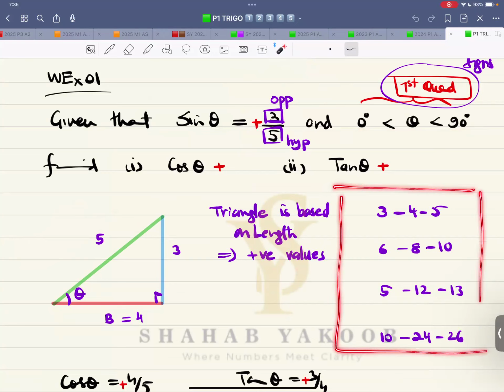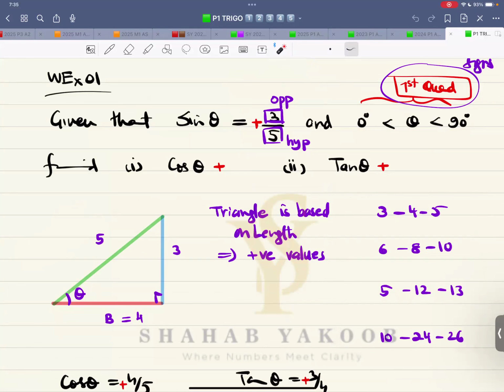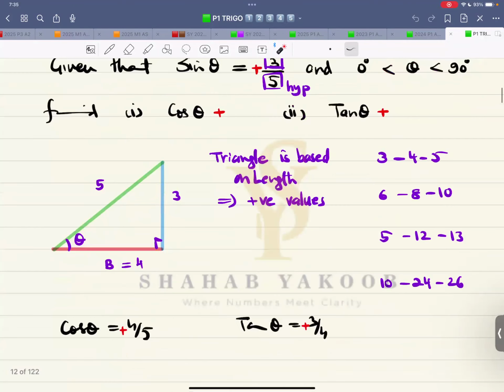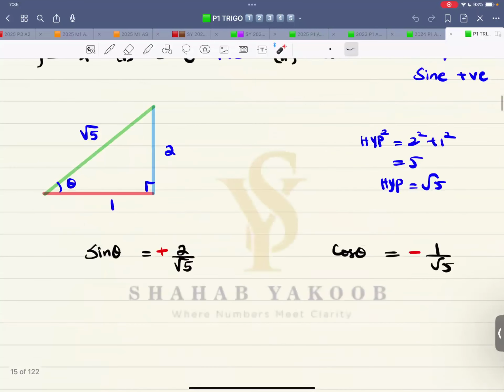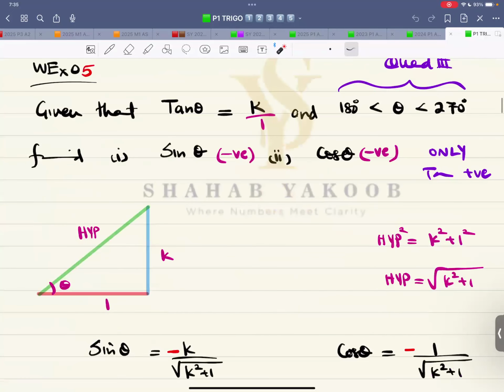Some special right angle triangles that are part of our life. That is 3, 4, 5. Double of 3, 4, 5 is 6, 8, 10. 5, 12, 13 is another one. Double of 5, 12, 13 is 10, 24, and 26. So basically, this one is very important. This one is very important. So yes, there were questions like this and sometimes something conceptual.